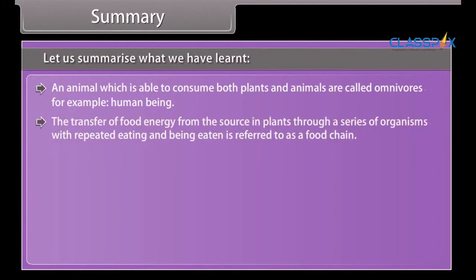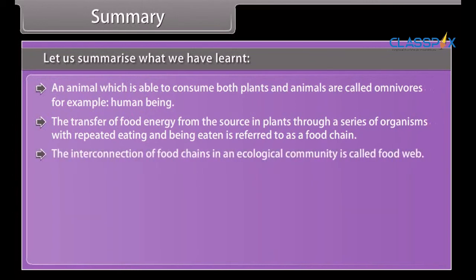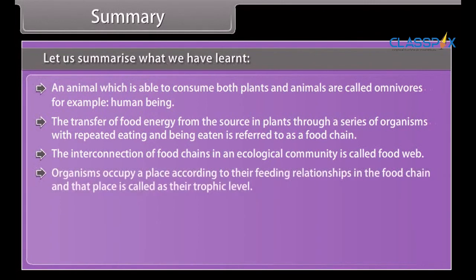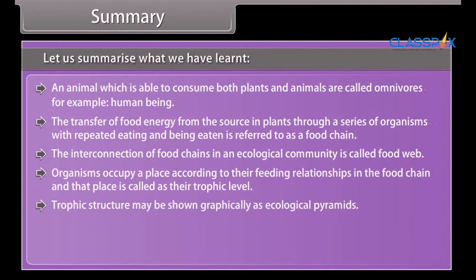The transfer of food energy from the source in plants through a series of organisms with repeated eating and being eaten is referred to as a food chain. The interconnection of food chains in an ecological community is called a food web. Organisms occupy a place according to their feeding relationships in the food chain, and that place is called their trophic level. Trophic structure may be shown graphically as ecological pyramids.